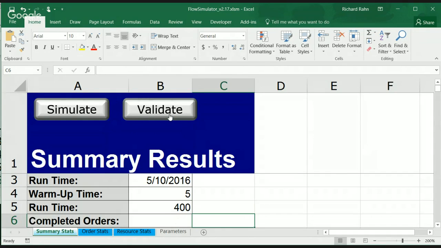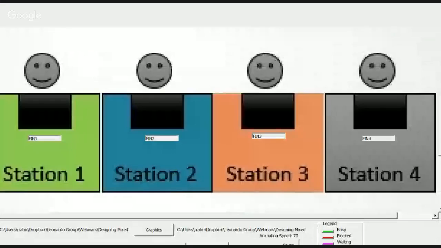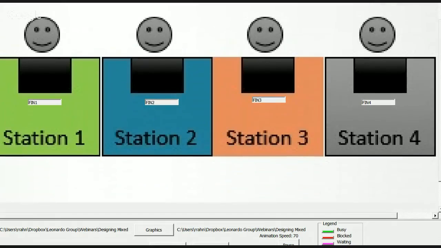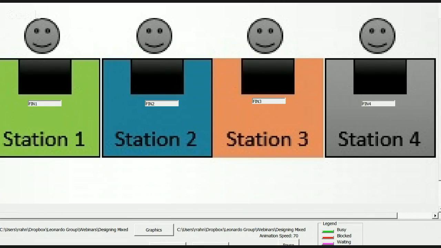I did that already, and so there's no errors, but you could check your model to make sure there's no errors in the model. But let's just go right to simulate, and I'm going to move this down a little bit. And what we have here then are the 4 stations. You're not going to see the products moving down the line, but there is a simple animation based on this color coding. And we're going to set this for a warm-up time of 5 minutes.